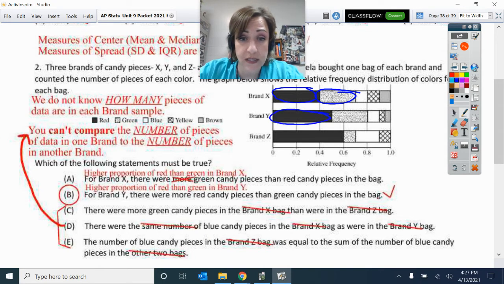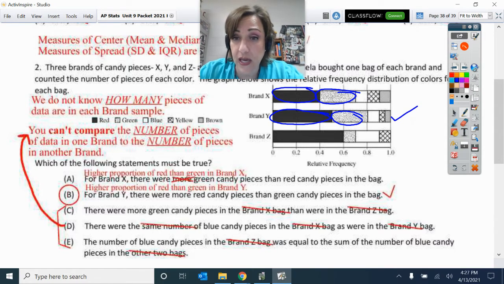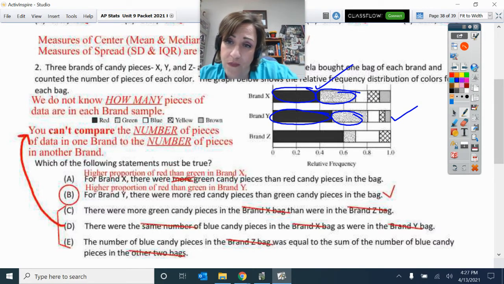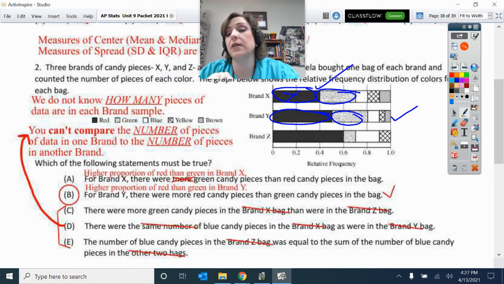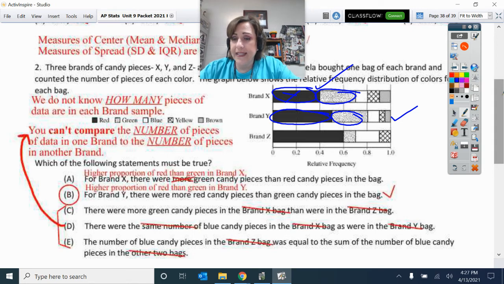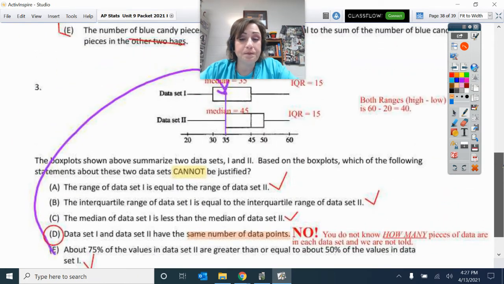Here's more red ones to the green ones. Yes, that's true. These ones look like, what is that, 40 and then 35. So there's more red. Okay. And let's see our last one.